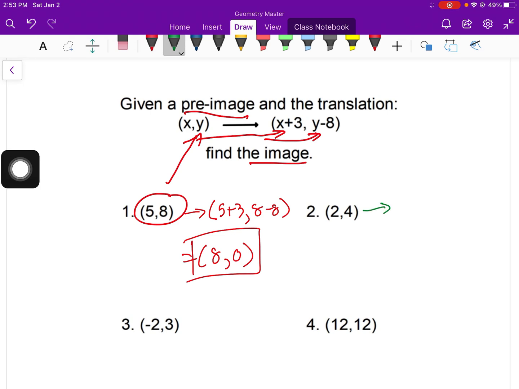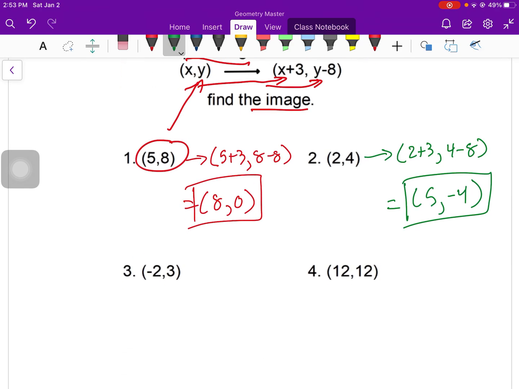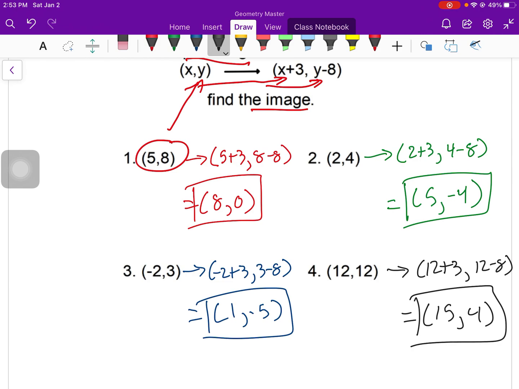Take the y value, which is second, and subtract 8. So for number 2, we go from (2, 4) to (2 plus 3, 4 minus 8), which is (5, -4). In number 3, we go to (-2 plus 3, 3 minus 8), which is (1, -5). And then the last one, (12, 12), goes to (12 plus 3, 12 minus 8), which is (15, 4). You're doing the exact same thing.